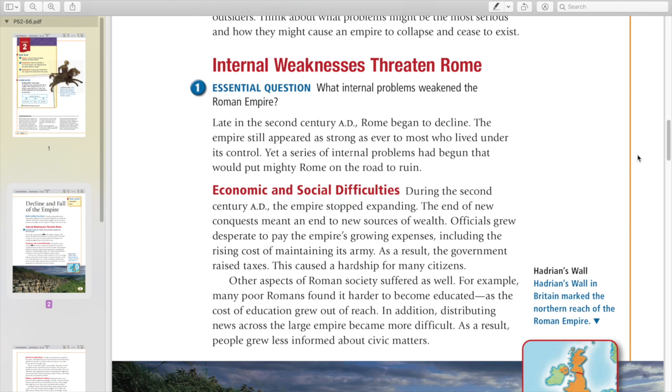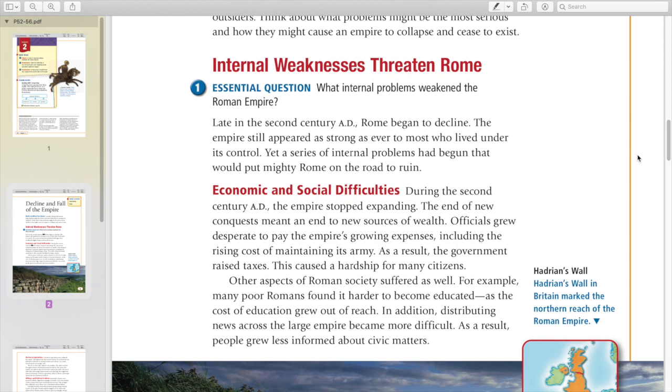Economic and social difficulties. During the 2nd century AD, the empire stopped expanding. The end of new conquests meant an end to new sources of wealth. Officials grew desperate to pay the empire's growing expenses, including the rising cost of maintaining its army. As a result, the government raised taxes. This caused a hardship for many citizens.